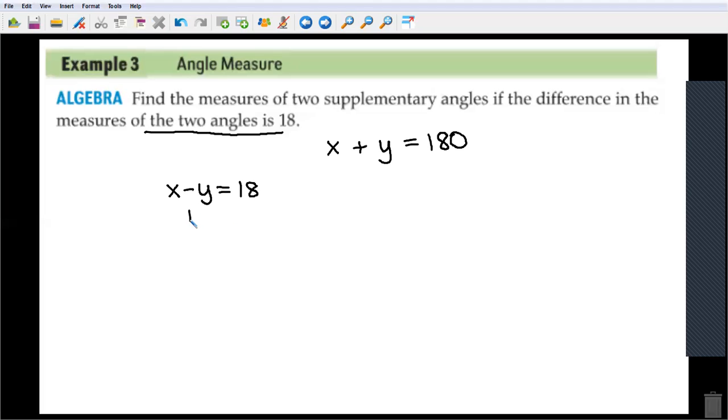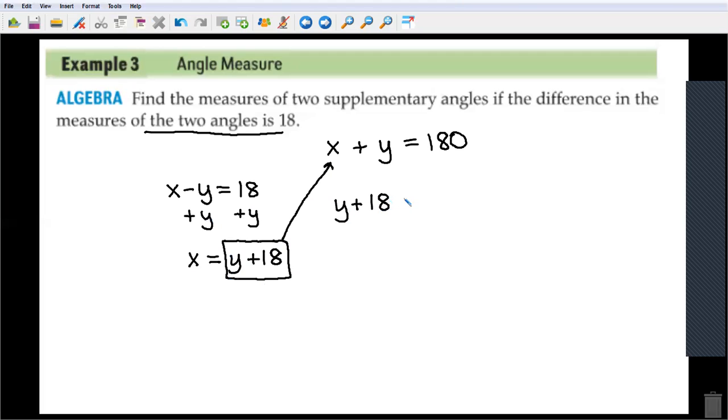And then what we can do is add y to both sides. And now we know that the measure of angle x is the measure of angle y plus 18. Now once I find that, I'm going to substitute this value in for x so that we now only have one variable in our equation. So instead of being x plus y equals 180, it's going to be y plus 18 plus y equals 180.